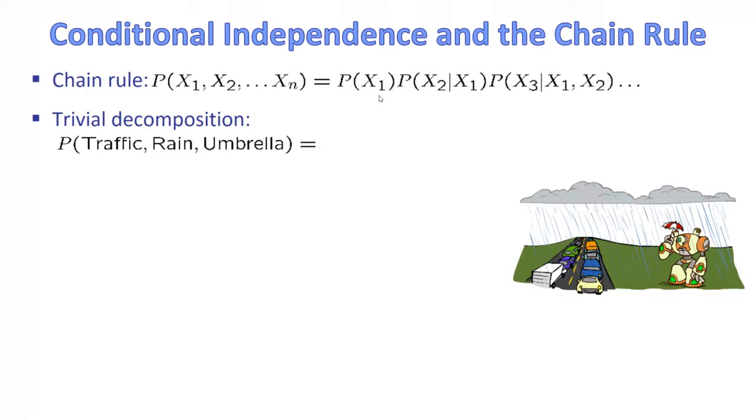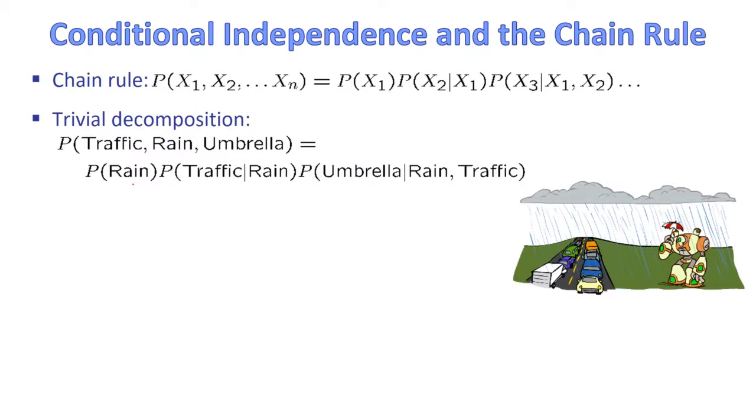Okay. Now let's see what happens if we have conditional independence. First, without conditional independence, if we want to model the three variables that we saw last time, traffic, rain, and umbrella, we can say that this is equal, using the chain rule, to the probability of rain times the probability of traffic given rain times the probability of umbrella given rain and traffic.